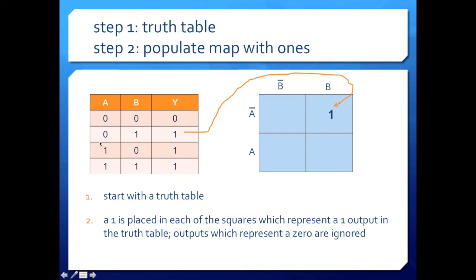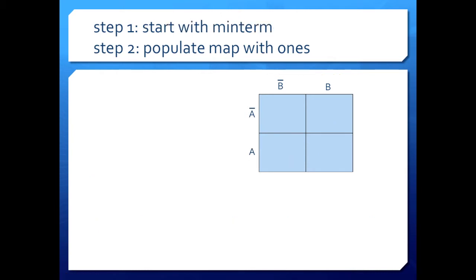Same thing with the next combination, which is A is 1, B is 0, but this B 0 means it's a not B, so A, and where not B and A intersect, we're going to put a 1 right there. And lastly, where A and B intersect, which is this one over here, we're going to put another 1 there as well.